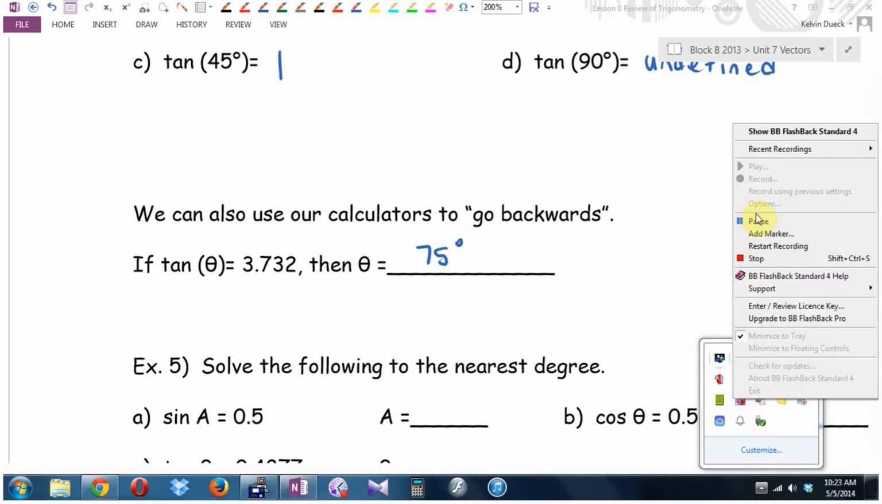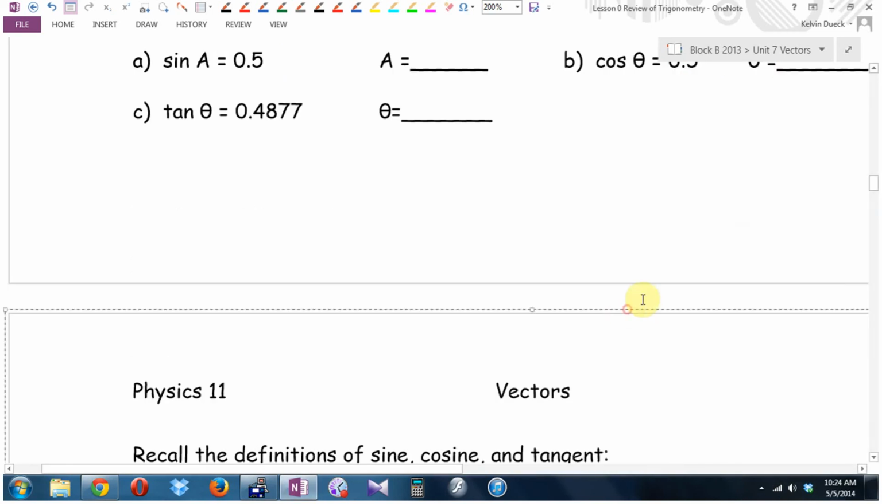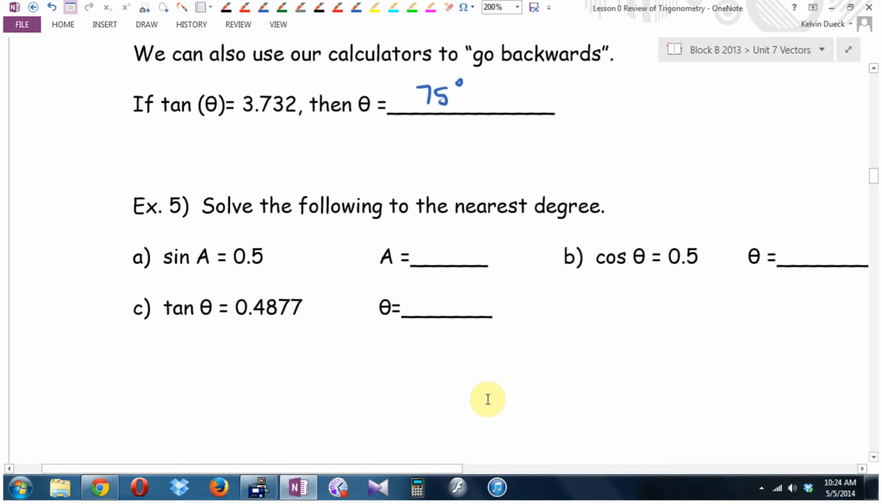So now that you know that, try example 5 here. Solve the following 3 equations to the nearest degree. Find the angle that each of those went with. So sine of A equals 0.5. What's A? Cos of theta equals 0.5. What's theta? Tangent of theta equals 0.4877. What's theta? Use your shift button. I'll freeze the screen. Let's see if we get the same thing.